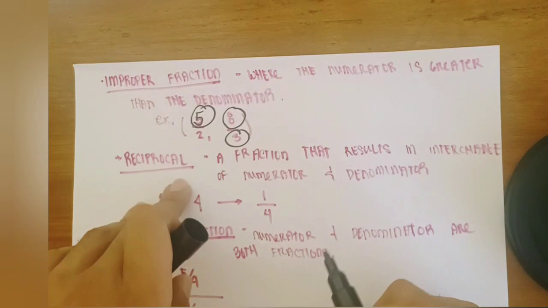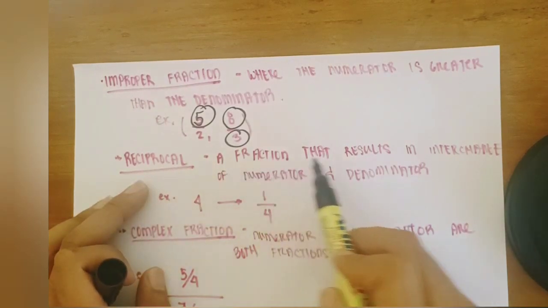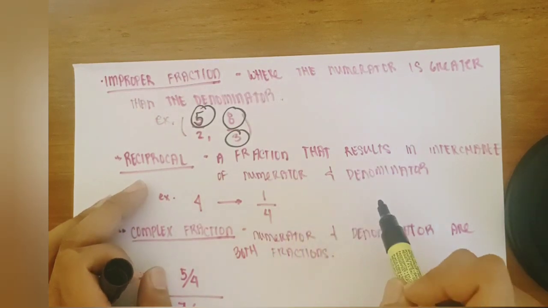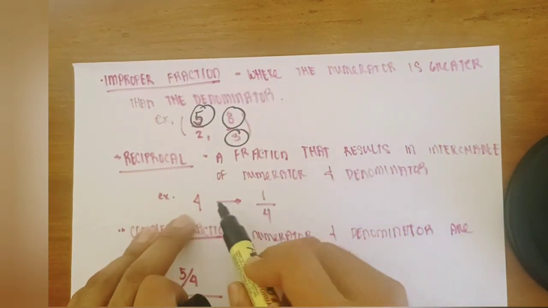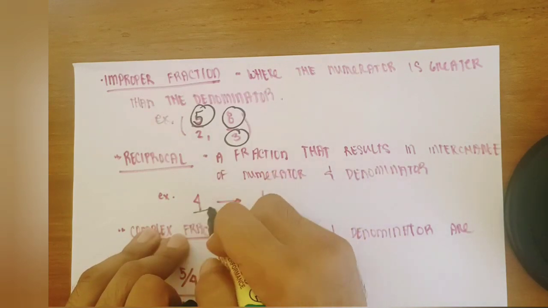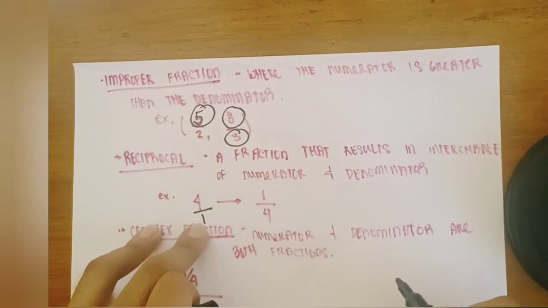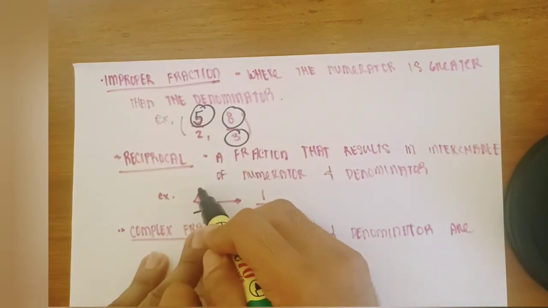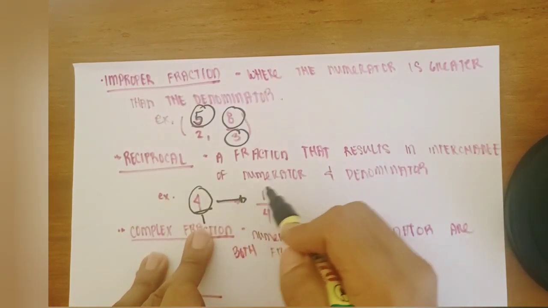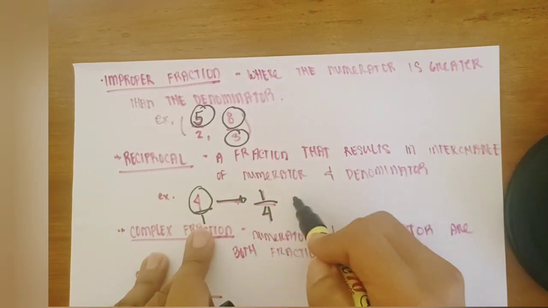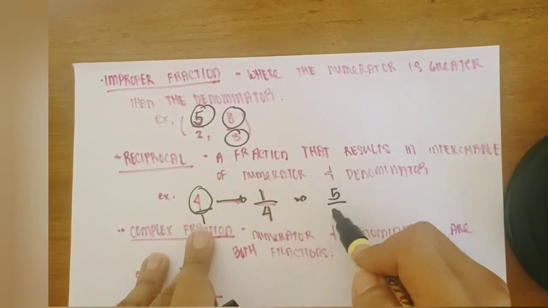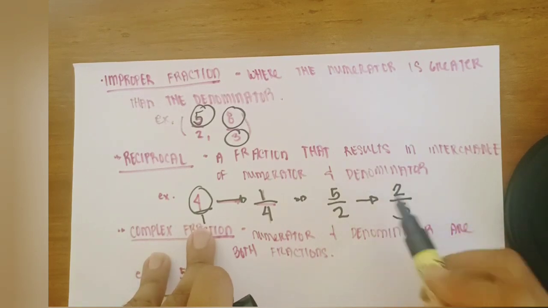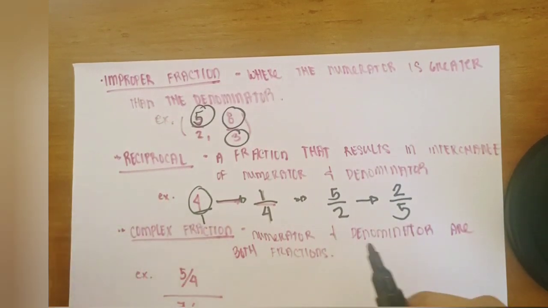Next is reciprocal. Reciprocal is a fraction that results in interchange of numerator and denominator. So, 4. Ang 4, whole number yan. Pero, pwede natin sabihin ang denominator niya is 1. So, pag kinuha natin ang reciprocal ng 4, makukuha natin is 1 over 4. As well as 5 over 2, let's say. Ang reciprocal niyan is 2 over 5. Definition of terms lang to.